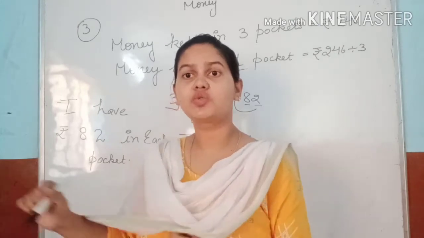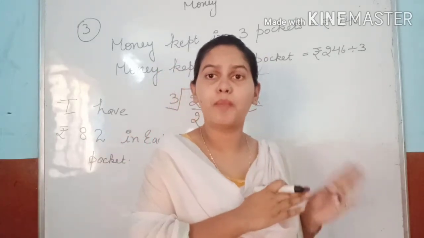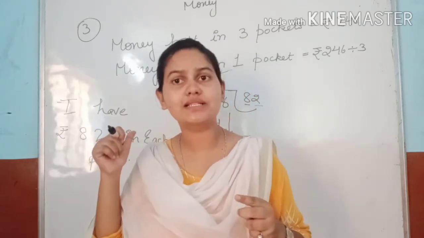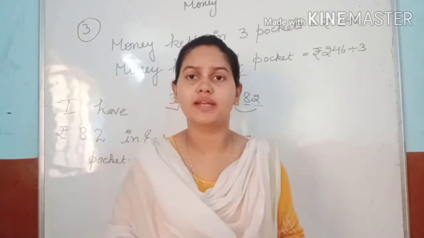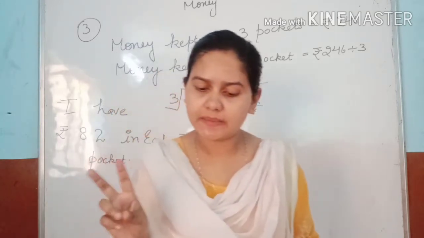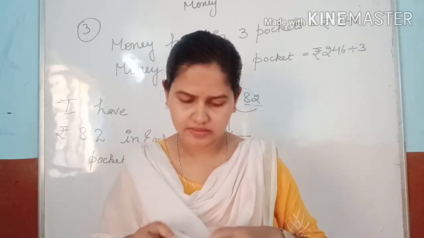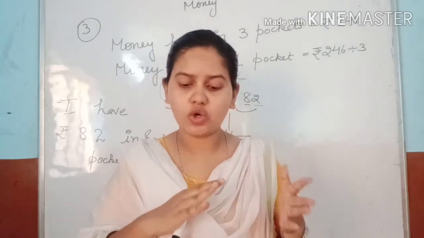Okay, how much have we divided? 82. Okay, in each pocket. This one is our third sum. Now let's do the fourth one. In the fourth one, you can see the price of 2 tables is rupees 366.66 paise. Find out the cost of 1 table.